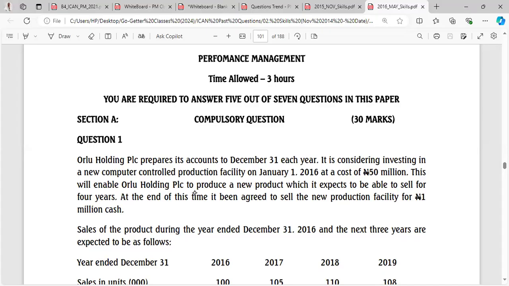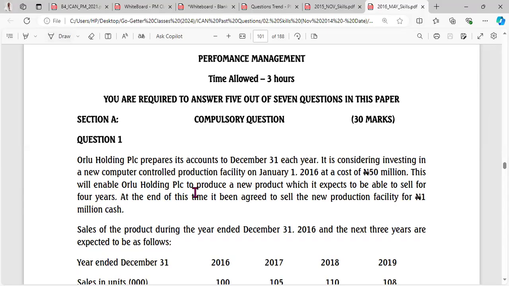This will enable Olu Holding PLC to produce a new product which it expects to be able to sell for 4 years. Now, what's the implication? As you are selling this for 4 years, there will be cash flows. At the end of this time, it's been agreed to sell the new production facility. Now, when they say at the end of this time, it means at the end of 4 years.